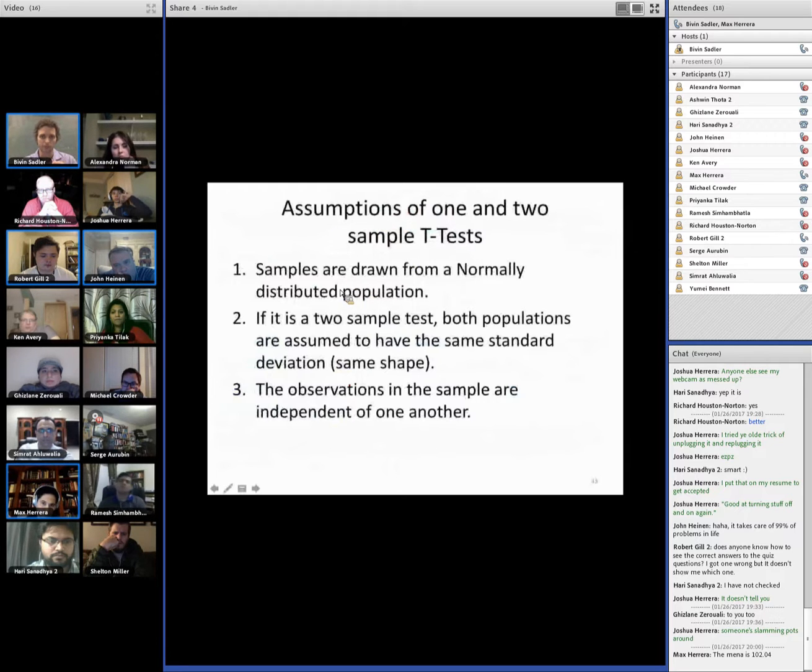Samples are drawn from a normally distributed population. If it is a 2 sample test, both populations are assumed to have the same standard deviation, and we're assuming that both populations are independent of one another. Independent draws from each distribution.